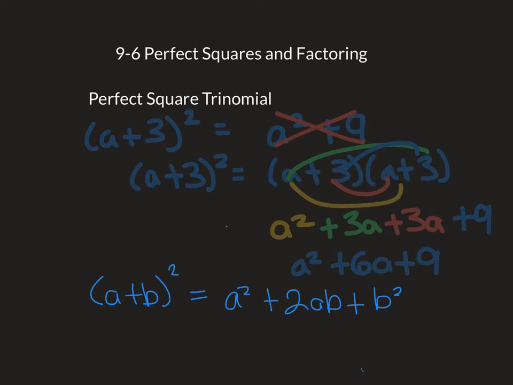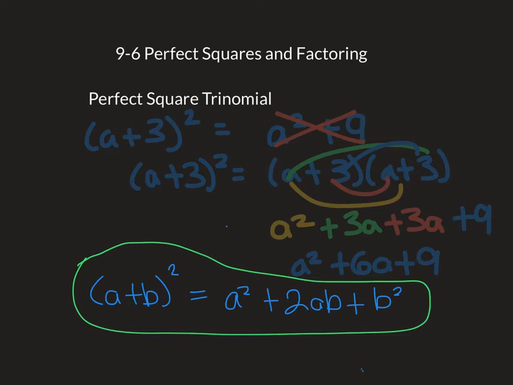Okay, and you can see that that worked out for the problem that we just did, because what we did was we squared the a and got a squared. Then we took twice a times b, so 2 times a times 3, which would be 6, and then we squared the last one, so that's your b squared. Okay, so that's a shortcut that you can do instead of having to do FOIL, is follow this formula here for these perfect square trinomials.